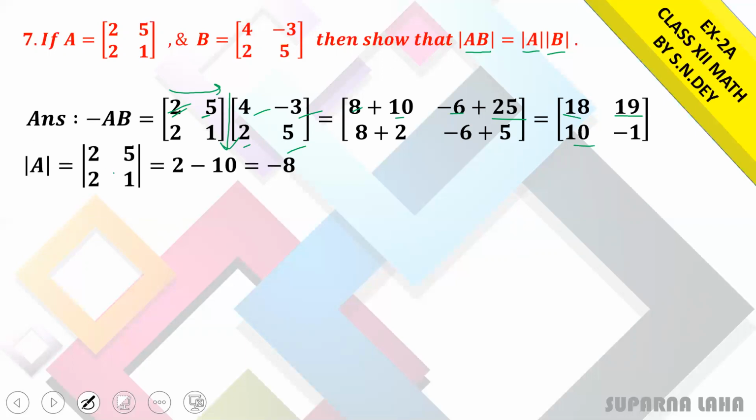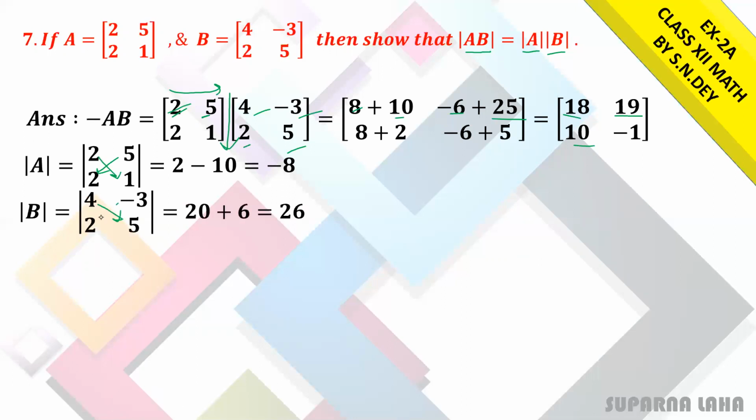Just multiply them. 2 into 1 minus 5 into 2. That is 2 minus 10, that is minus 8. And determinant of B is 4 into 5 minus of minus 3 into 2. Right? That is 20 plus 6, that is 26. Now what is determinant of AB?